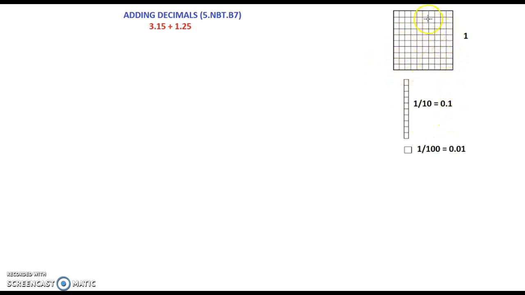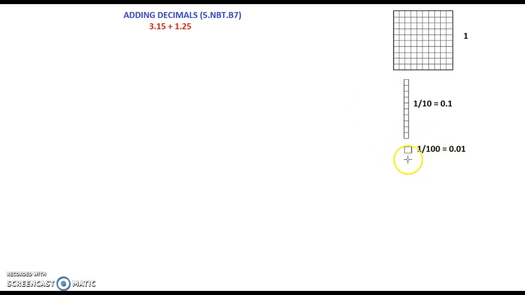So starting off with a flat, this is going to represent one whole. Then we have a rod, which is 10 little cubes put together, and it represents 1/10 as a fraction, which equals 0.1 as a decimal. The reason this is 1/10 is because in our flat there's 1, 2, 3, 4, 5, 6, 7, 8, 9, 10 whole pieces, and this just represents one out of those 10 pieces.